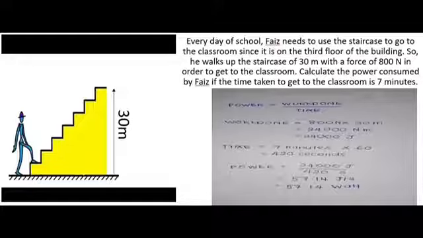Work done is equal to 800 Newton times 30 meter, equals 24,000 Newton meter, which is also the same as 24,000 joule. The time is 7 minutes times 60 equals 420 seconds. So to find power, it is 24,000 joule divided by 420 seconds equals 57.14 joule per second, which is the same as 57.14 watt.